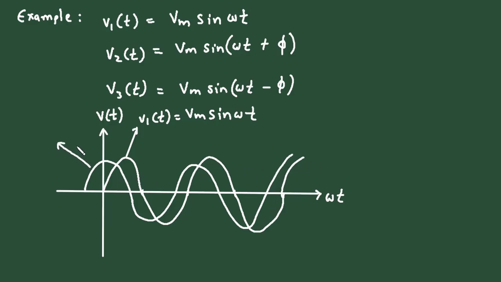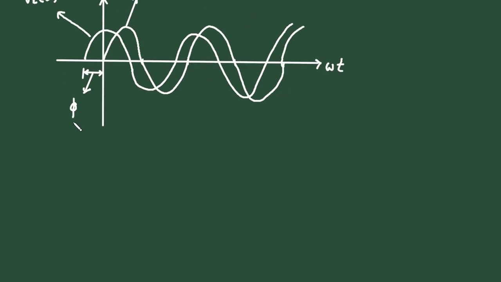So this represents V2 of t, and this distance is the phi, and it is called phase shift. This is called phase shift, and here this is leading.